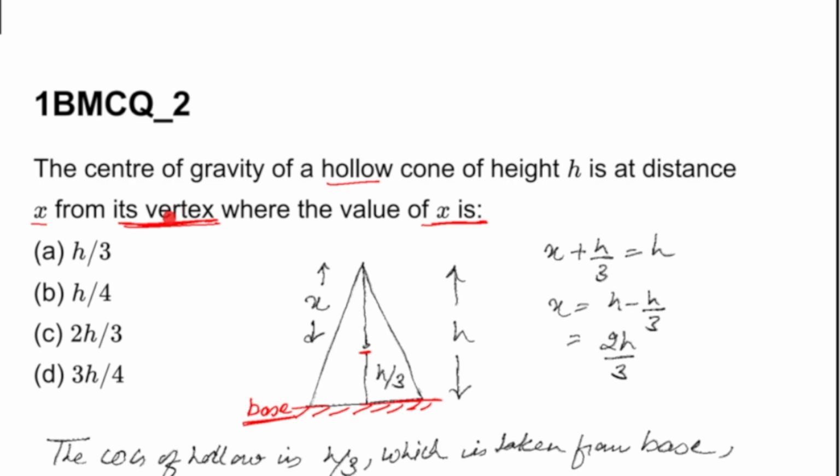Like they're asking what will be the height from the vertex. So we just have to imagine that it is x. Now we can say x plus h by 3 has to be h, the total height of the cone, and we will solve this, and we will get 2h by 3 as the answer. So C will be the answer for this question.